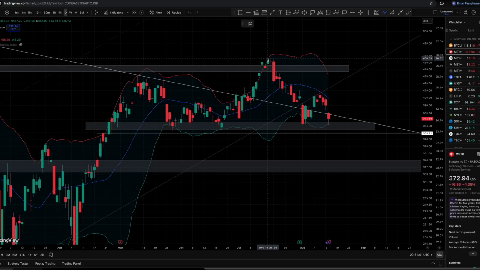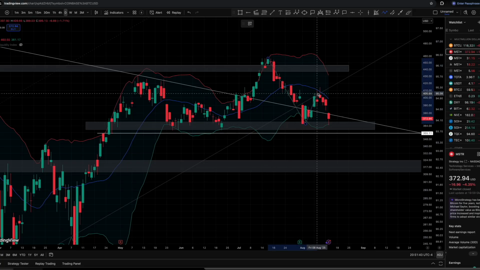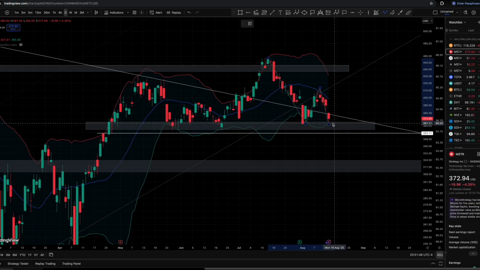So here, what we would love to see is a double bottom form, and we get that second bottom right here off of that moving average.